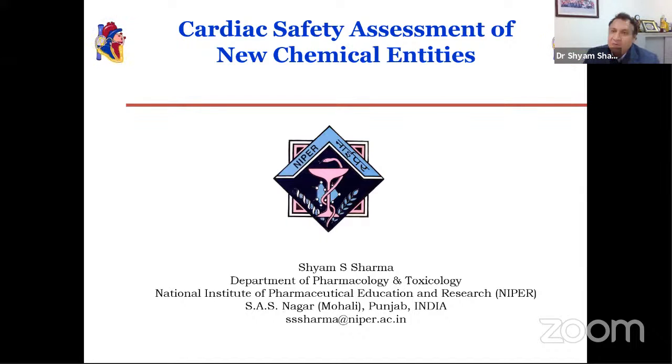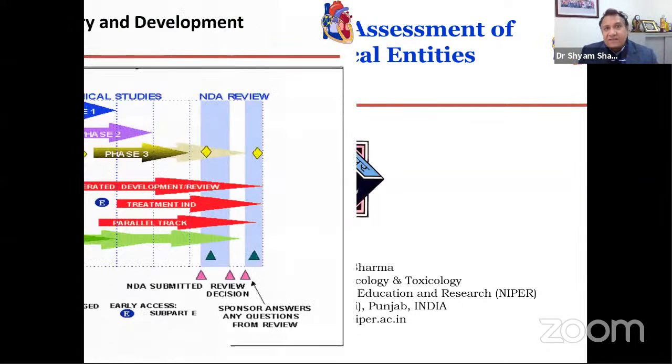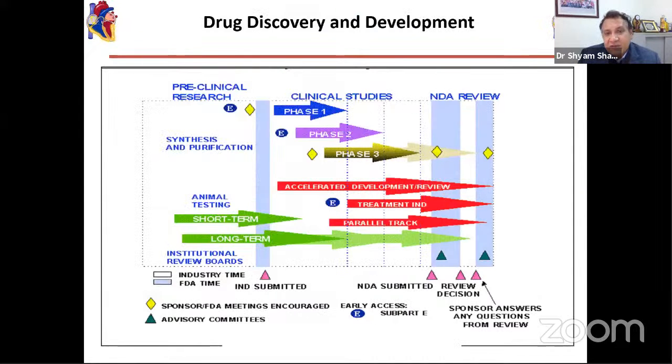When we are talking about toxicity, one of the major issues most molecules face nowadays is cardiac safety, whether it's a new chemical entity. The drugs discovered initially are called new chemical entities. Later, when they have gone through preclinical and clinical studies and are considered efficacious and safe, only then do they become drugs. This is the drug discovery and development pathway. I think most of you would be knowing.